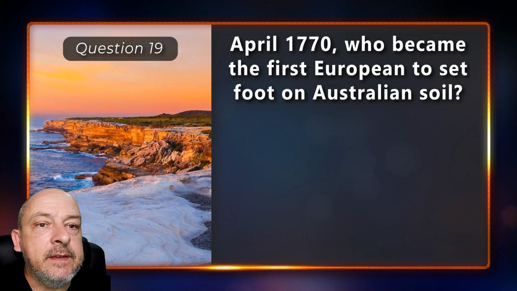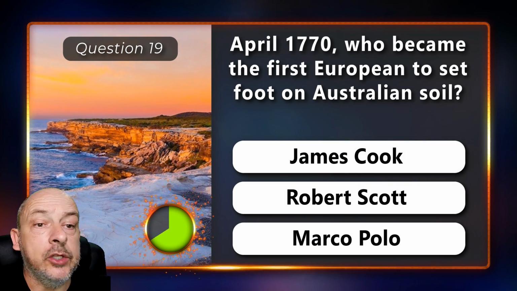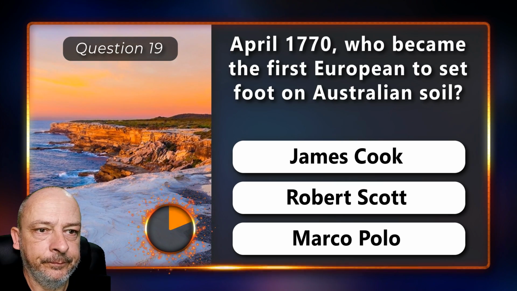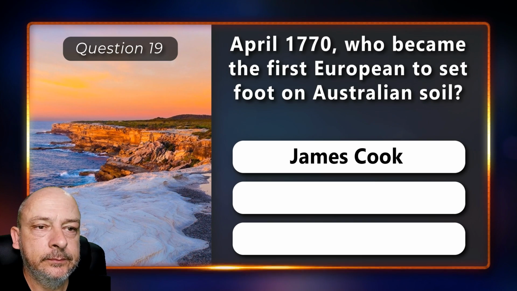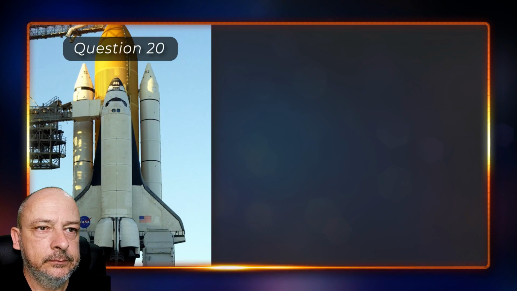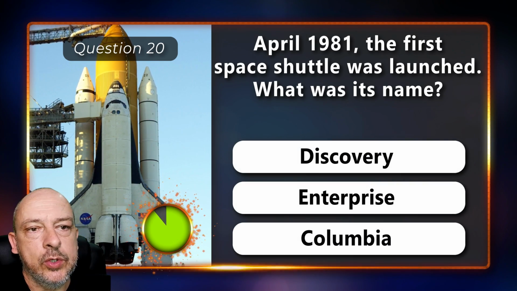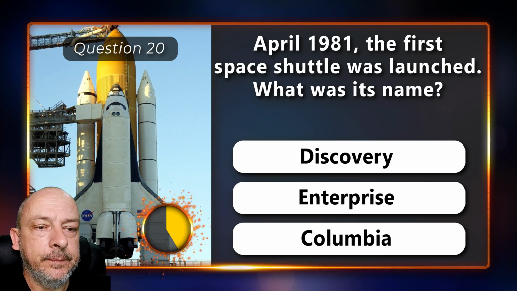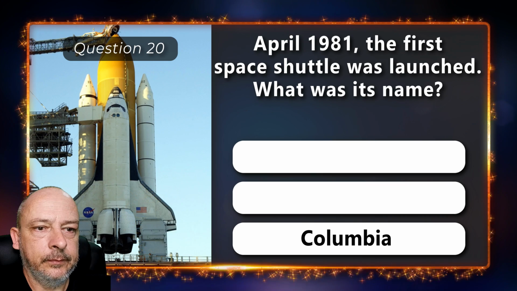April 1770, who became the first European to set foot on Australian soil? James Cook, Robert Scott, or Marco Polo? James Cook. April 1981, the first space shuttle was launched. What was its name? Discovery, Enterprise, or Columbia? Columbia.